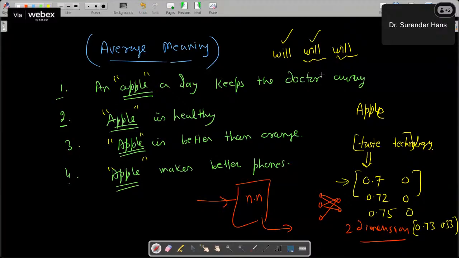So let me explain this. Correct, so this one is 0.73 and 0.33. Now this one is fixed, a static representation. This 0.73 and 0.33 is for the first apple, the same 0.73 and 0.33 is for the second apple, for the third apple, and for the fourth apple.